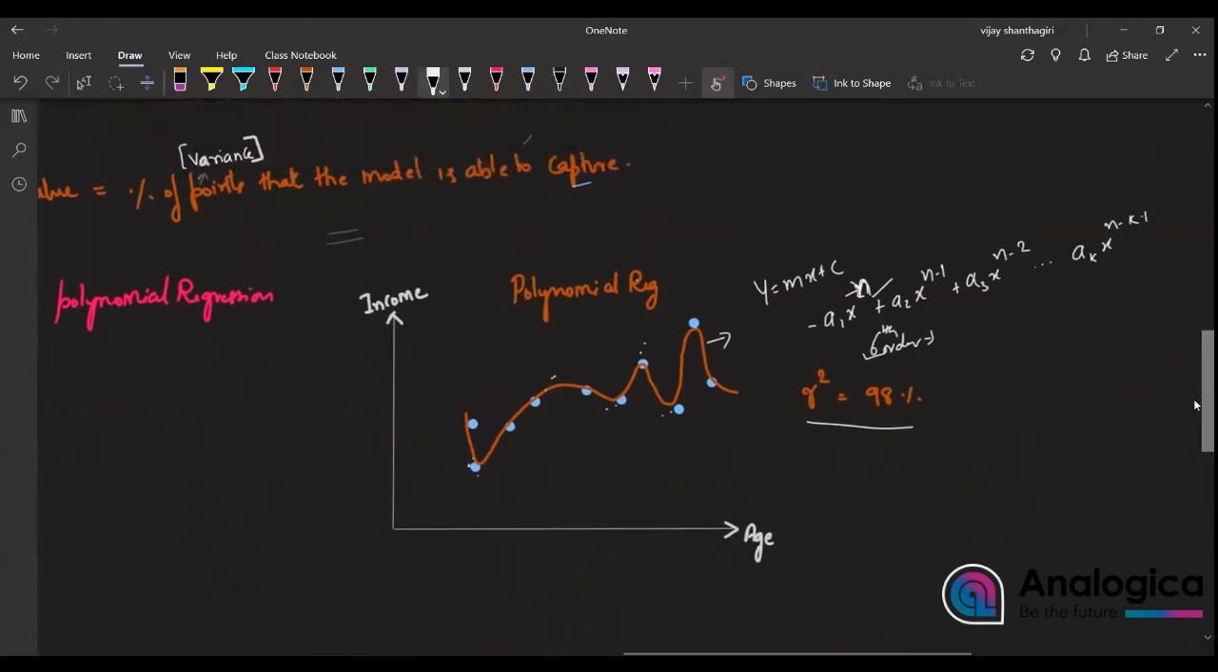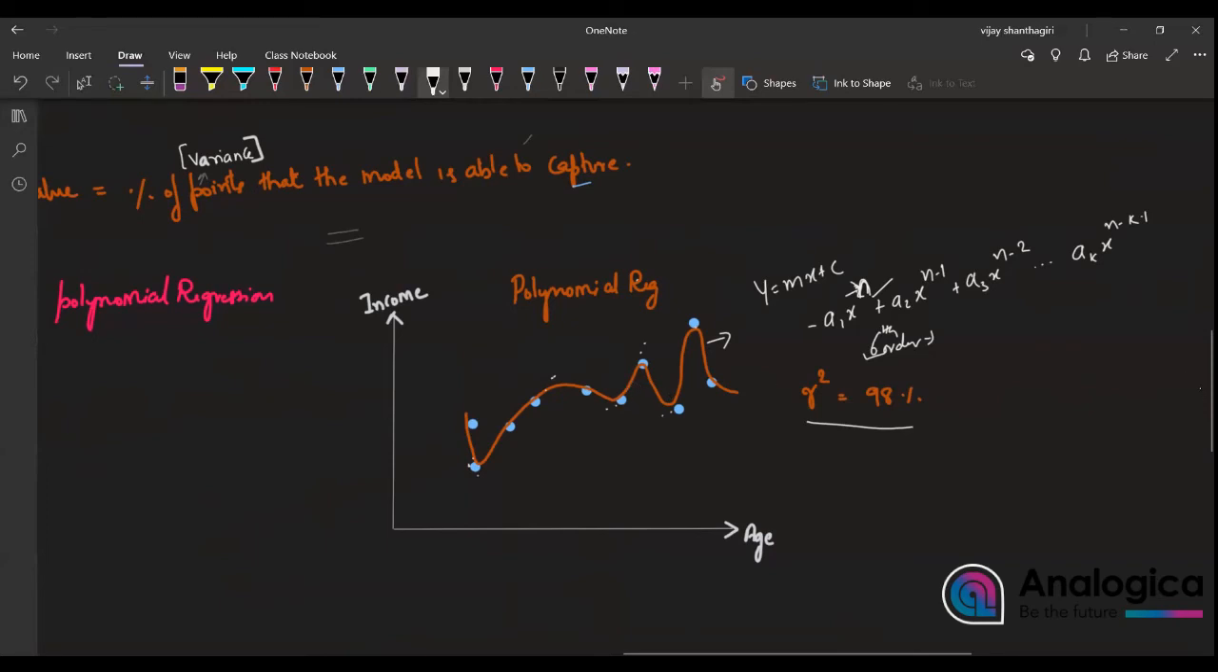Again, what is R square? R square is the percentage of points that a model is able to capture. Points is what? Variance. Percentage of points is the percentage of variance that the model is able to capture. In your training data, what you're looking at now is a perfect polynomial equation, which has captured all the variations. Okay, high weight, good, low variation model.